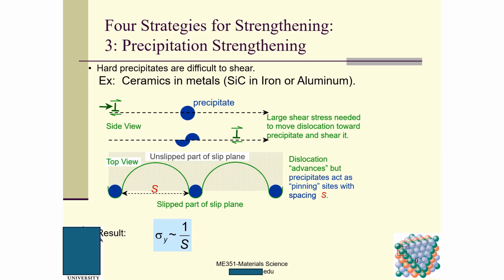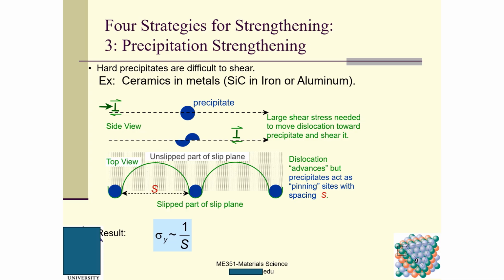You can see hard precipitates are difficult to shear. It's very difficult. For example, ceramics in metals, and also silicon carbide in iron or aluminum. You can see large shear stress is needed to move this dislocation toward the precipitates and shear it. Suppose this is a dislocation. If we want to go from here to here, you need to pass this precipitate, and you need more shear stress.